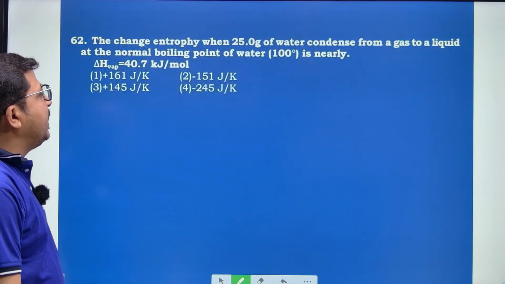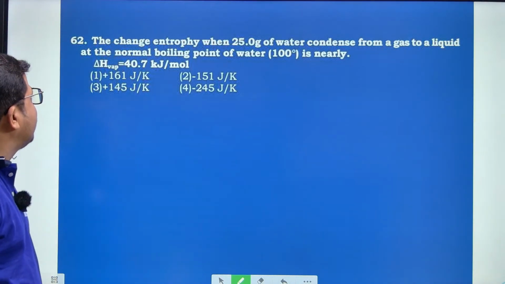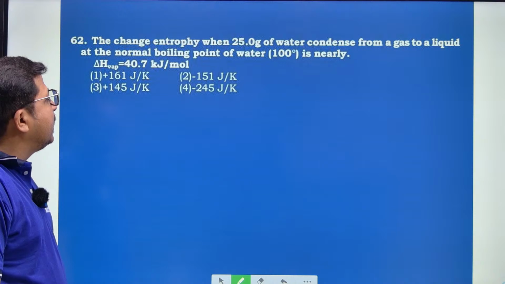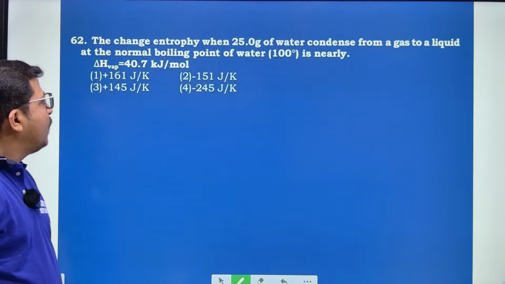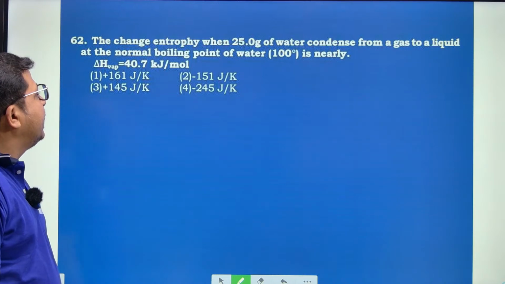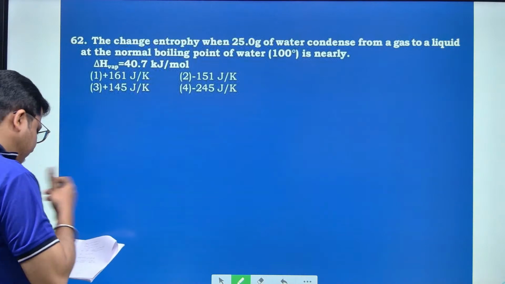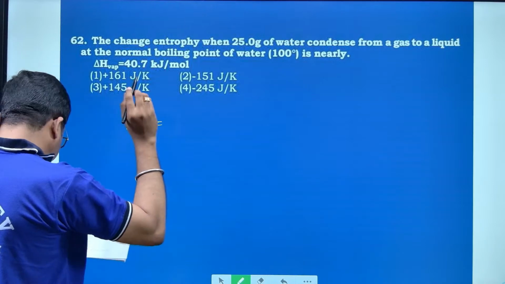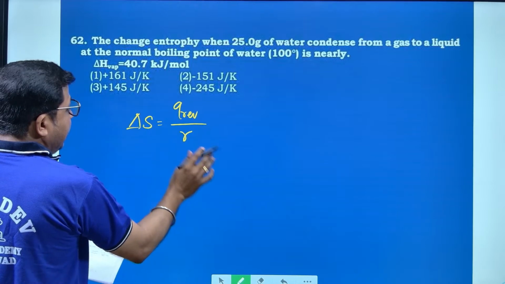The change in entropy when 2.5 gram of water condenses from a gas to a liquid at the normal boiling point of water, 100 degrees Celsius, is nearly... delta H vaporization is equal to 40.7 kilojoules per mole, he has given. So we have to calculate the entropy. So here is the answer. Delta S is equal to Q reversible divided by T.